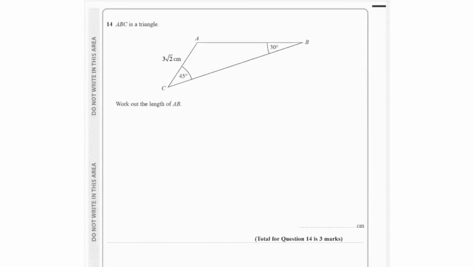Question 14 says ABC is a triangle. Work out the length of AB. So we have to find this. As you can see, we have one complete set of length and angle, which means we can use the sine rule. We can't use the cosine rule over here because for the cosine rule, we need either two lengths and the angle between them, or we need all three lengths. None of those conditions are met by this triangle. So the best option we have is the sine rule.